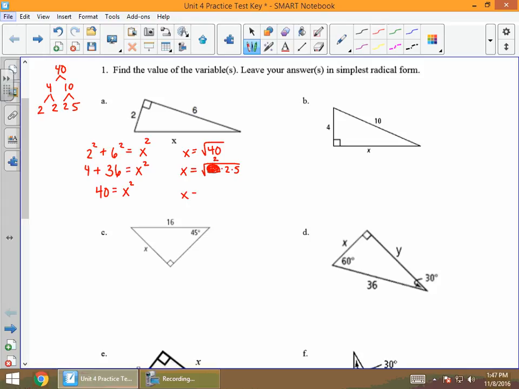So x in this case is 2. That's what made it out. On the inside is 2 times 5, which is 10. So 2 radical 10. That's just a quick little review of how to reduce those radicals.